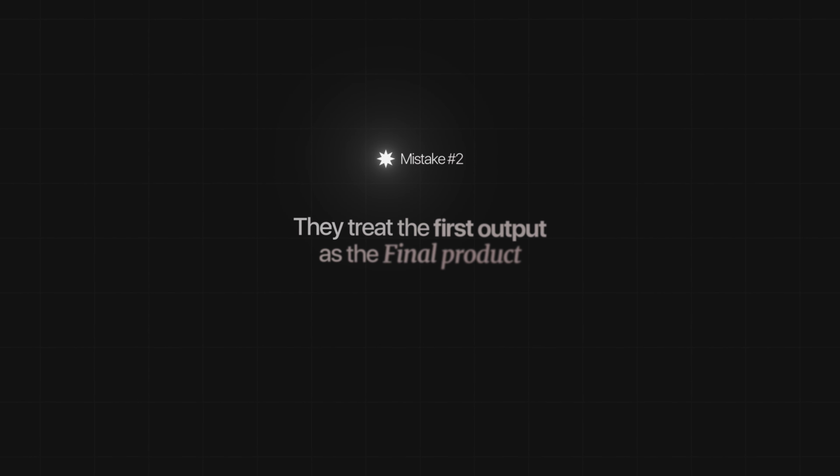Mistake number 2, they treat the first output as the final product. It won't be. The first build will get you 80% of the way there. The magic is in the refinement. That's where you say make this sharper, move this up, change this color, add a section. 3 or 4 rounds of that, and you have something that genuinely looks like a professional agency built it. Because in a way, one did, you just replace that agency with an AI that works in real time and doesn't charge you by the hour.